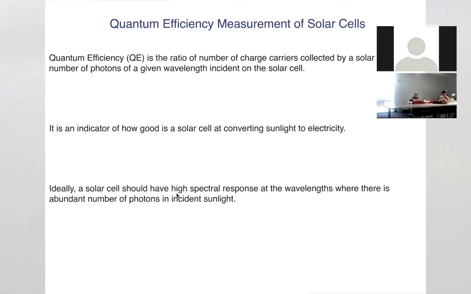Ideally, a solar cell should have high spectral response to the wavelengths where there is an abundant number of photons in incident sunlight, which is of course in the visible. So typically you want to have a very, very high spectral response. In other words, lots and lots of current at the visible wavelengths for sunlight.